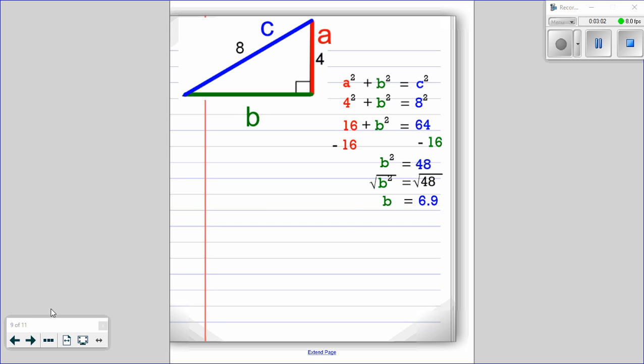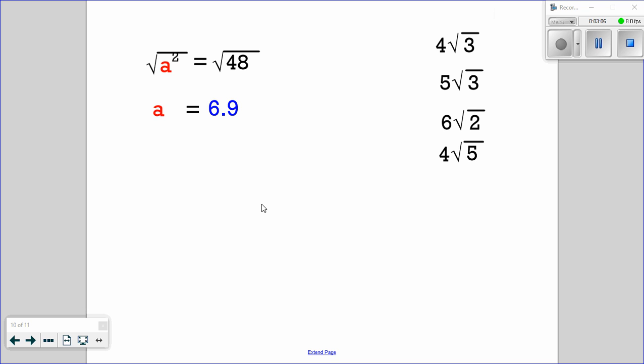Now, you may also see it this way. You may also see it in a multiple choice question, for example, with several choices, and your job is going to be to make sure you get the one that is equal to 6.9. In order to do that, you're going to have to ask, what's the square root of 3? Multiply it by 4. What's the square root of 3? Multiply it by 5. You'll find that this one is equal, more or less, to 6.9, and that it is equal to the square root of 48.